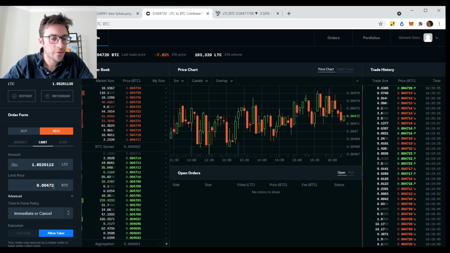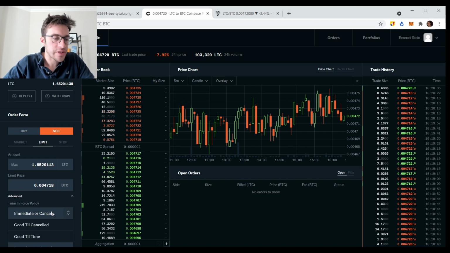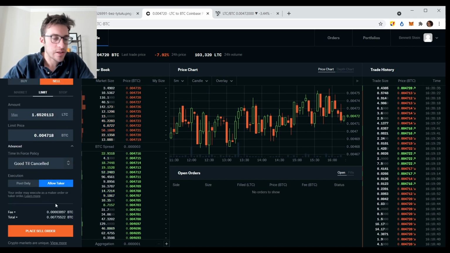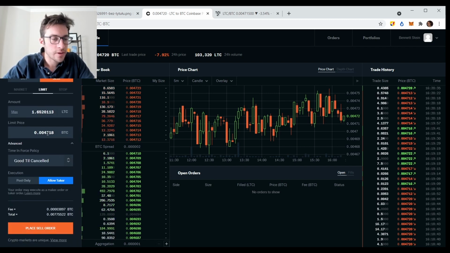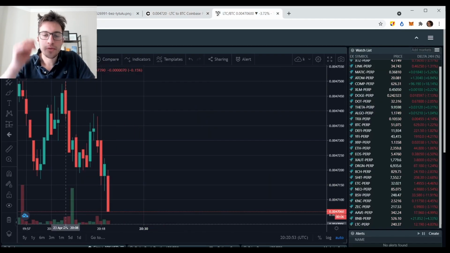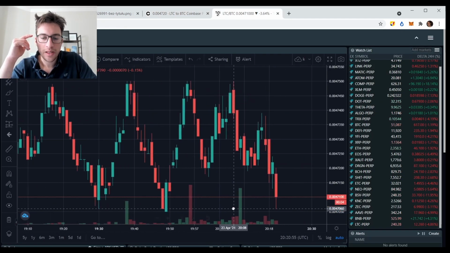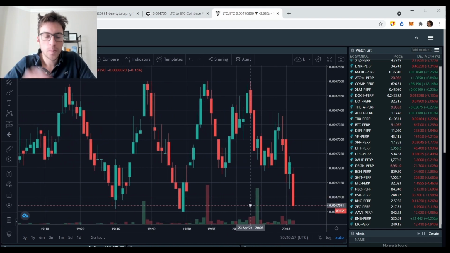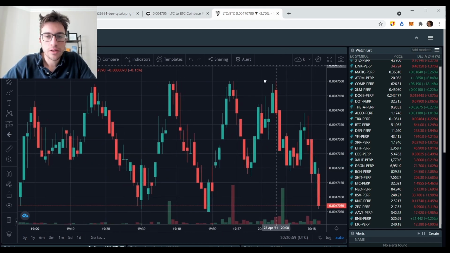I could try to sell at 4718. I was doing an IOC. I'll just do a GTC, a good till canceled. I'm going to start with a 472. 4715. Okay, let me go look at this one more time. So it looks like Binance, it's about 471.